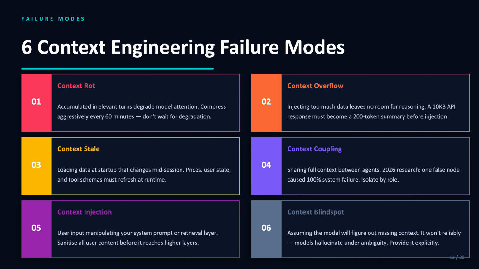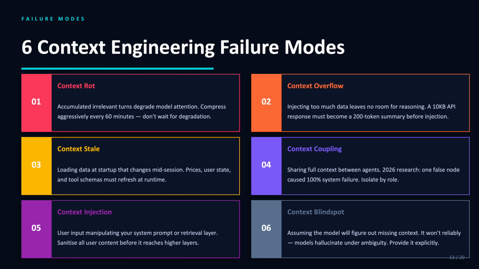6 failure modes. Naming them makes them much easier to spot and fix before they take down a production system. Context rot. 01. The silent killer. Accumulated irrelevant conversation turns progressively dilute the model's attention. The fix is aggressive compression on a schedule, every 60 minutes in a long session, not when you notice performance has degraded, because by then, the damage is done.